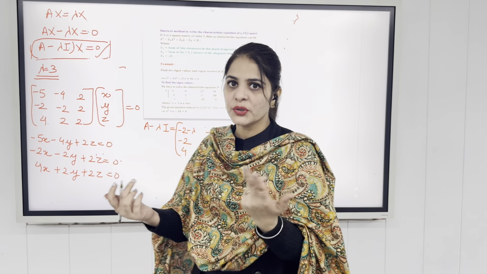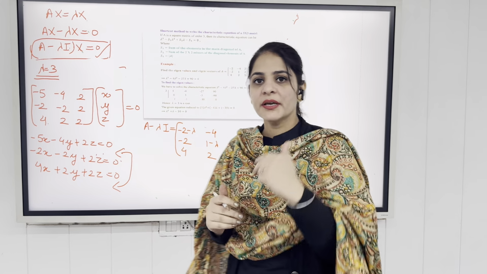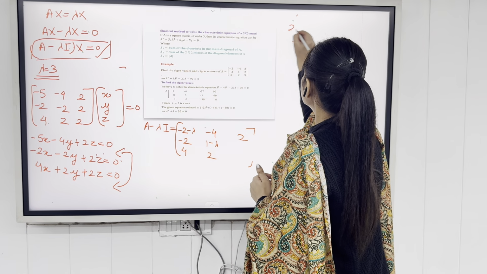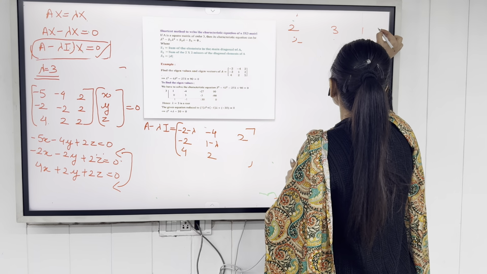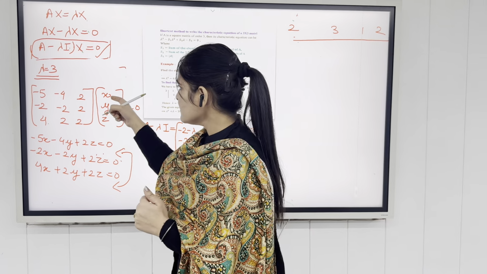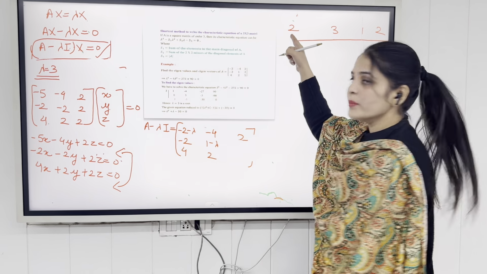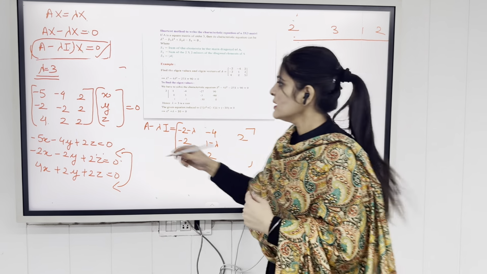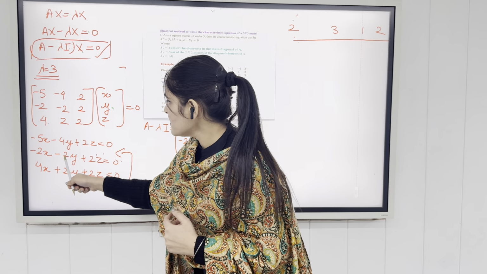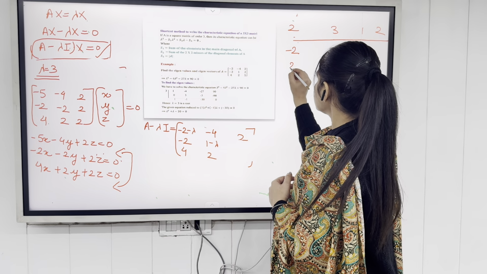You can take any two equations. I am taking the bottom two equations. What do you have to write? This is 2, 3, 1 and 2 here. This is the first variable, this is the second variable and this is the third variable. So 2 stands for the second variable, which is y. Pick the coefficient of y. This is minus 2 and 2.